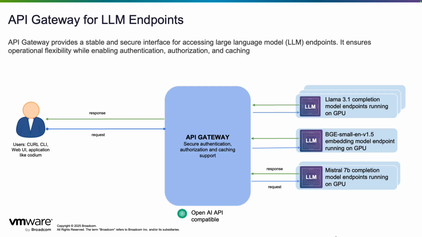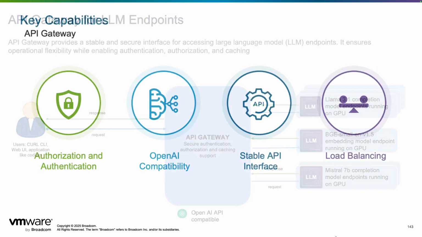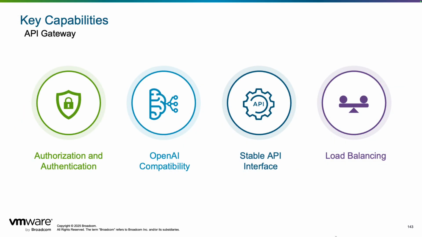And if the question succeeds through authorization and authentication, which copy of the model is it going to? Is it going to copy 1 of the Llama 3.1 completion model, or is it going to some other copy of that model? So load balancing across my models is important here. So the benefits of using this runtime and the API gateway component are I now have authentication and authorization of my request to the model.